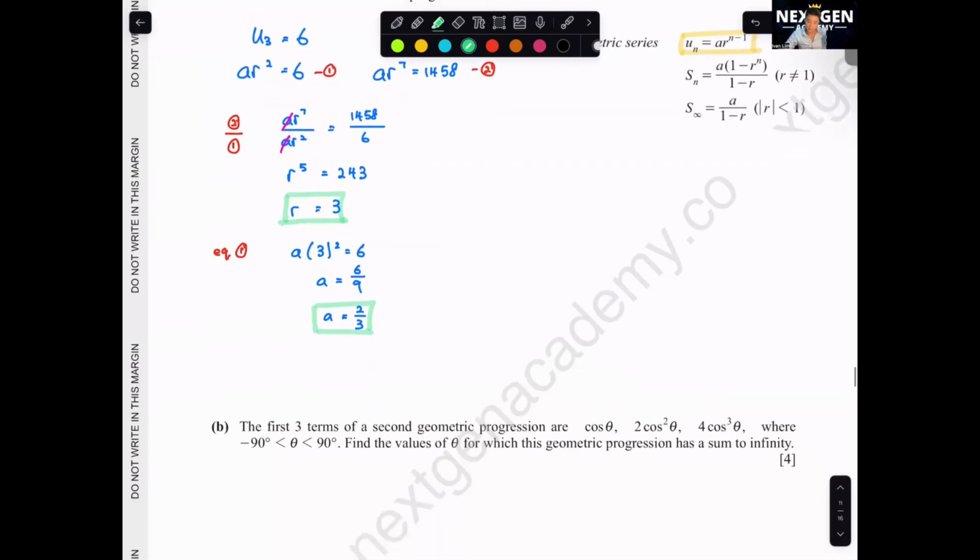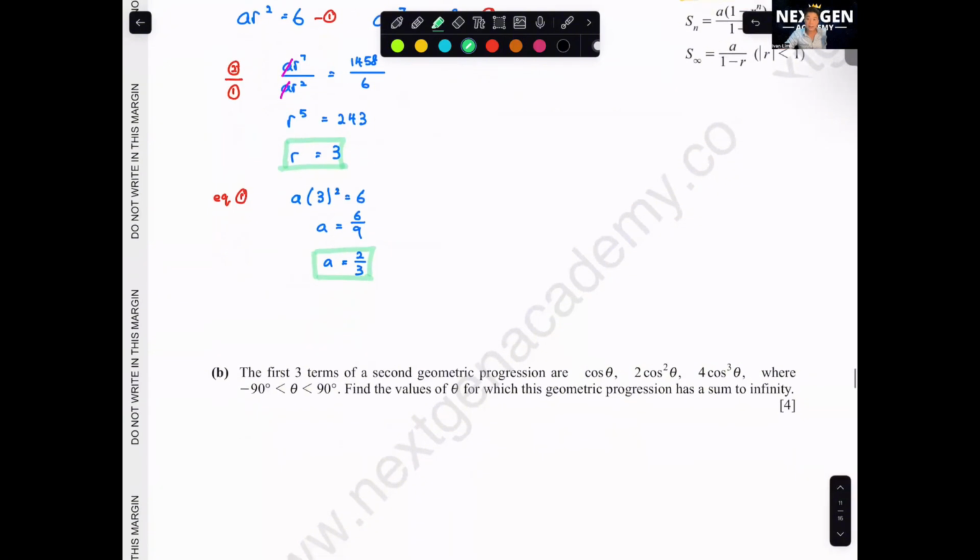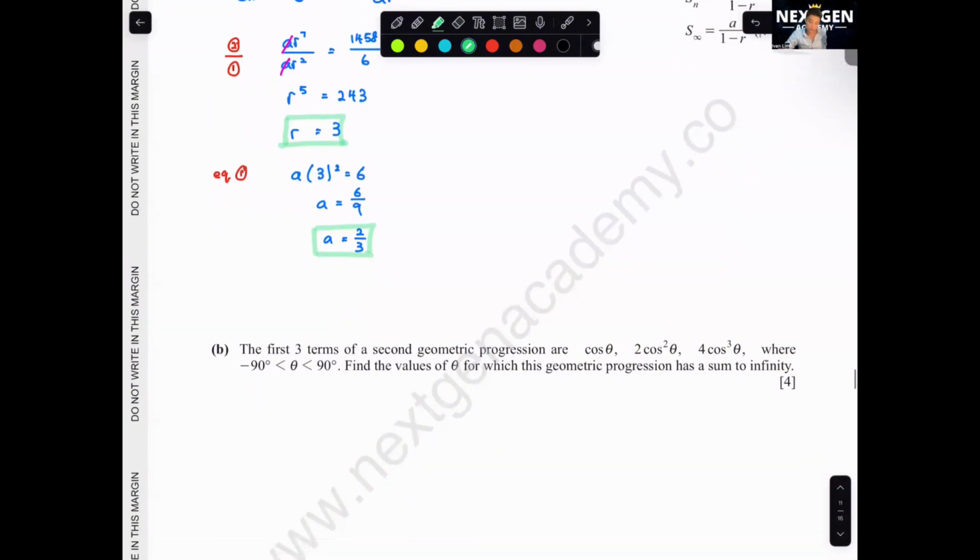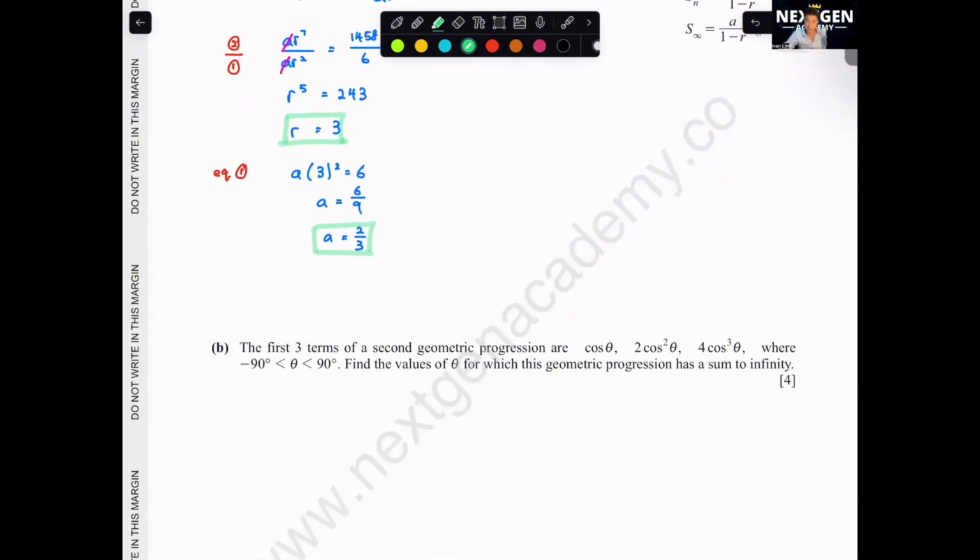Okay, now for this question, how do we do this? Question B. The first three terms of a second geometric progression are cos theta, 2 cos square theta, and 4 cos cube theta, where theta is between negative 90 and 90 degrees. Find the values of theta for which this geometric progression has a sum to infinity.